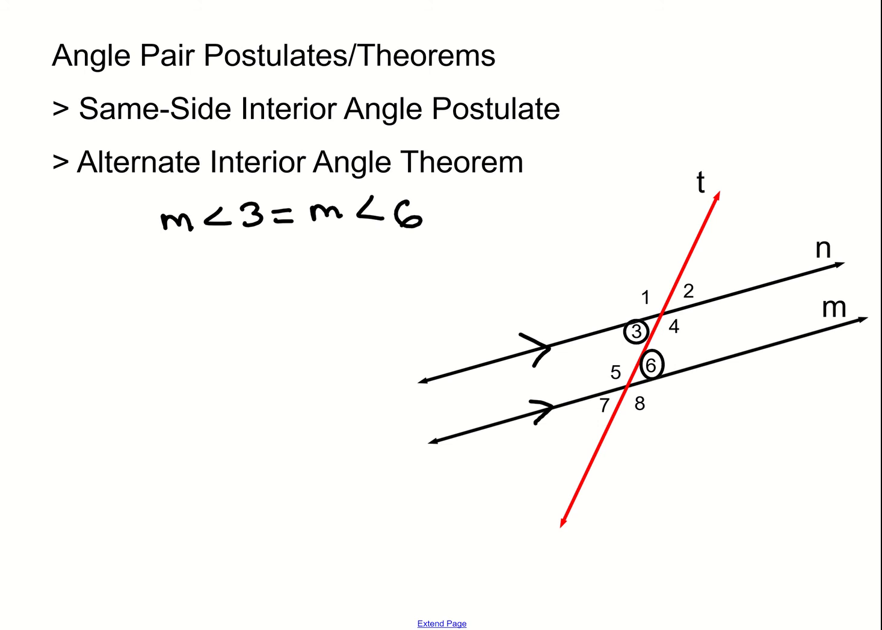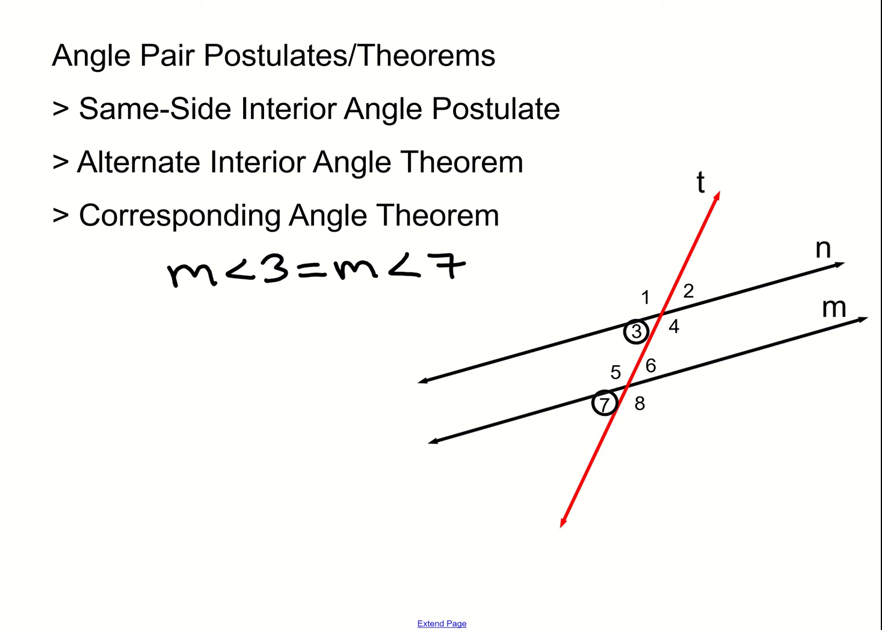For alternate interior angles, this is actually a theorem, and that we'll prove today. Angle 3 and angle 6 are congruent by the theorem. Same for angle 4 and 5. Now for the corresponding angle theorem, again another theorem that we'll actually prove. 3 and 7 are examples of corresponding angles, and we said that they're congruent. 4 and 8 are also examples of corresponding angles, and those will also be congruent, as well as 2 and 6, or 1 and 5.